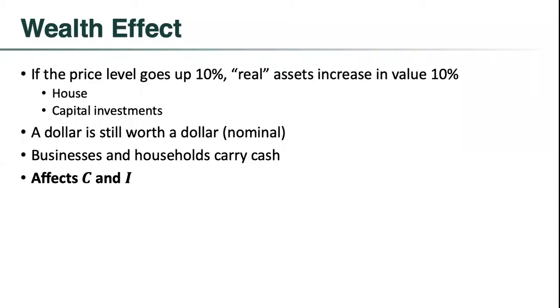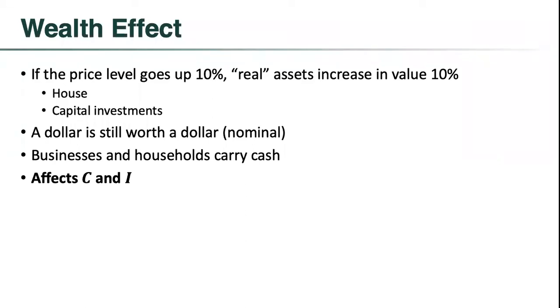And we also know that businesses and households always carry some amount of liquid cash. It could be more or less depending on the individual choices of those people, but people and firms have cash holdings. This means they're impacted by this wealth effect. It affects consumption, obviously. Just like I said, you can now buy more stuff with that $100 bill, so you probably are going to buy more stuff with it. And it also ends up affecting investment.